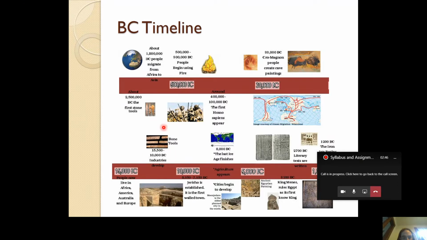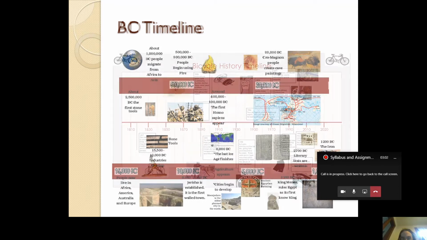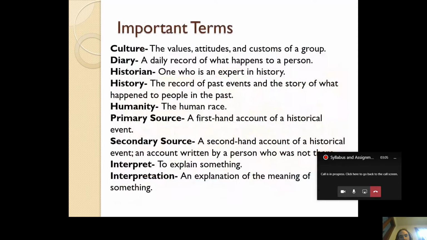So we got bone tools. People just started to use bone tools 10,000 years ago. So it took a long time to get from stone to bone. In any case, it took even less time to get from bone to bronze, which is what we'll be talking about today. The AD timeline, not important.